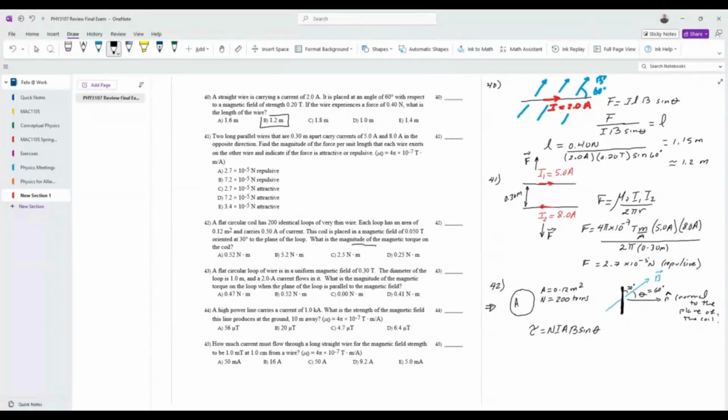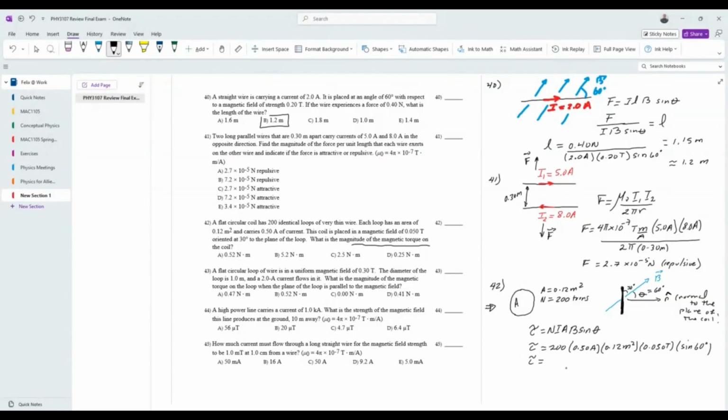So now when they ask what is the magnitude of the magnetic torque of that coil, that torque would be 200 turns times the current, that is 0.50 amperes, times the area, that is 0.12 meters squared, times the intensity of the field, that is 0.050 Tesla, times the sine of the angle, that would be 60 degrees.